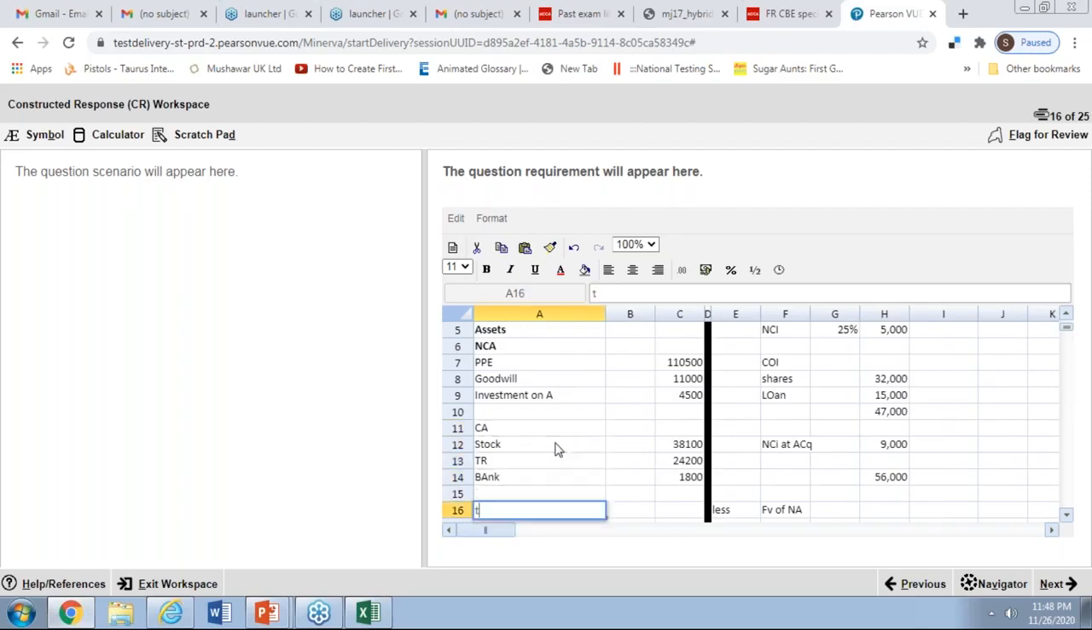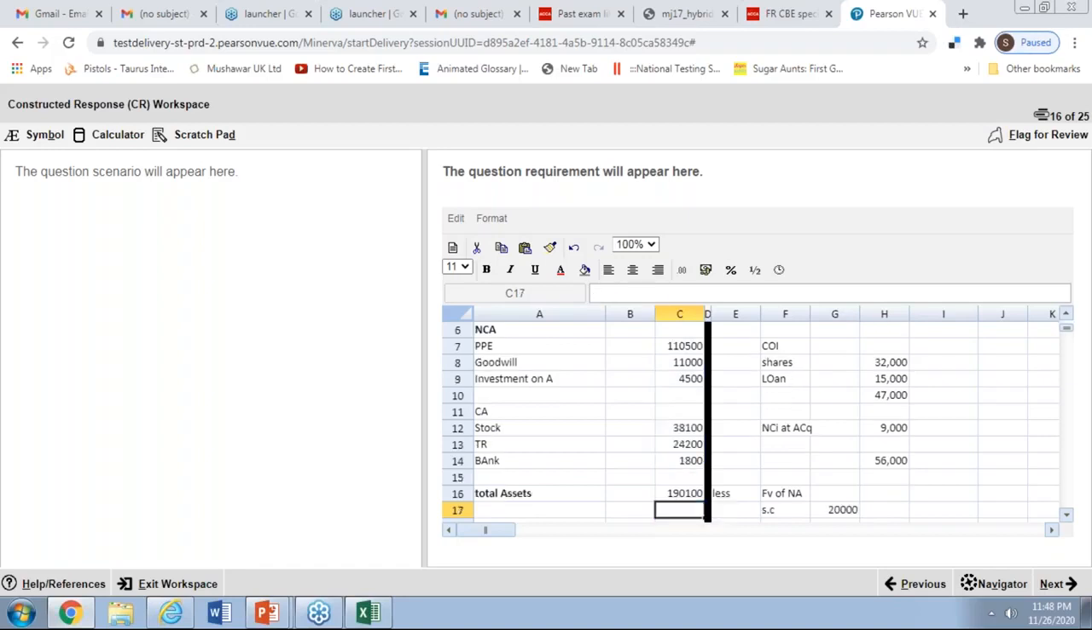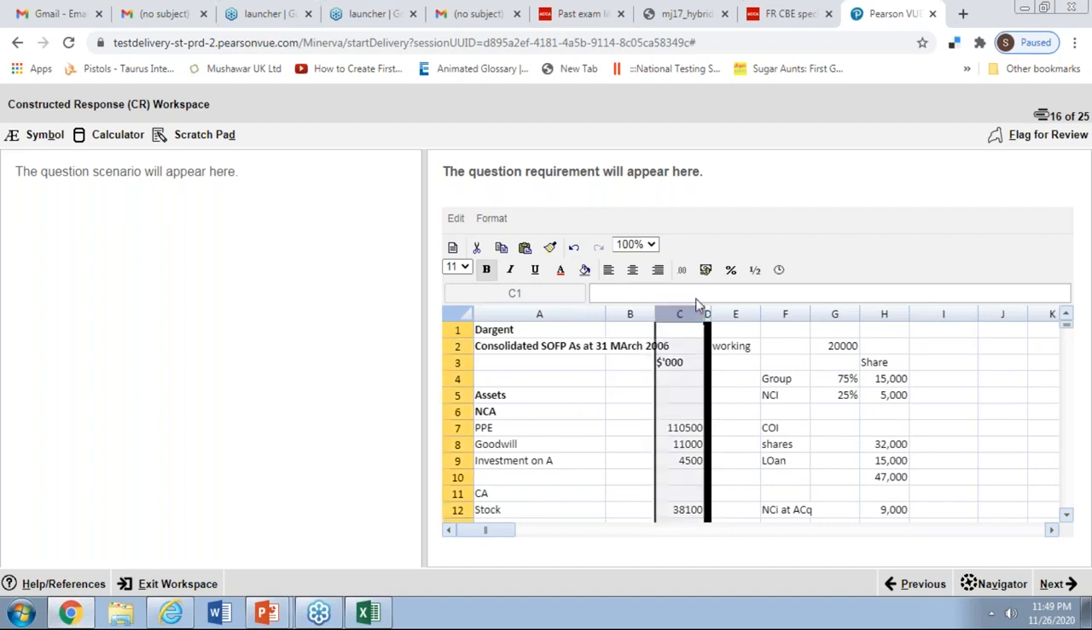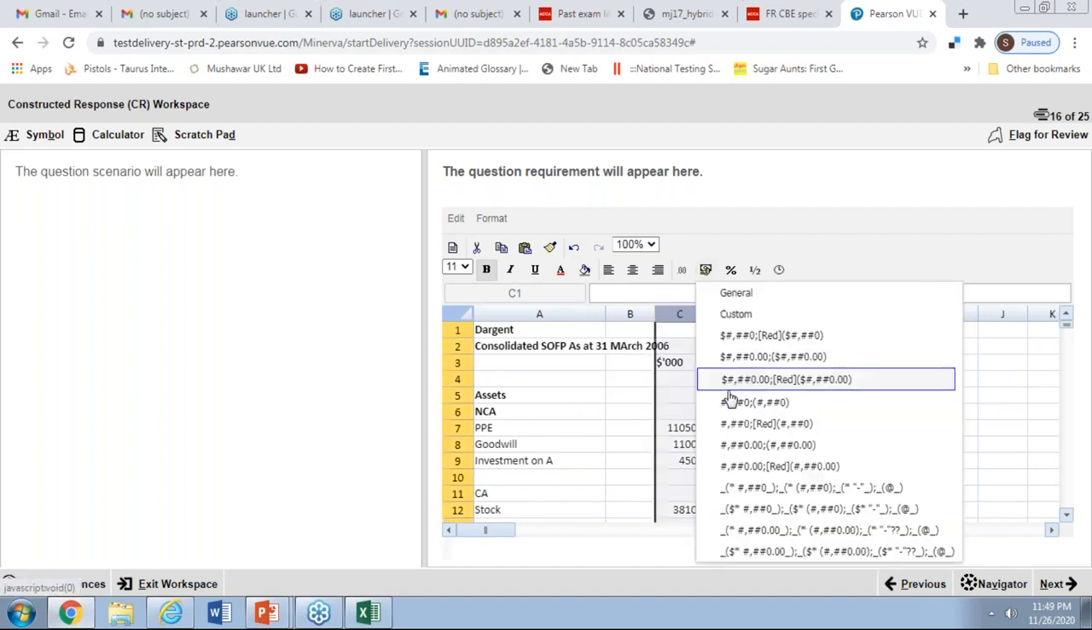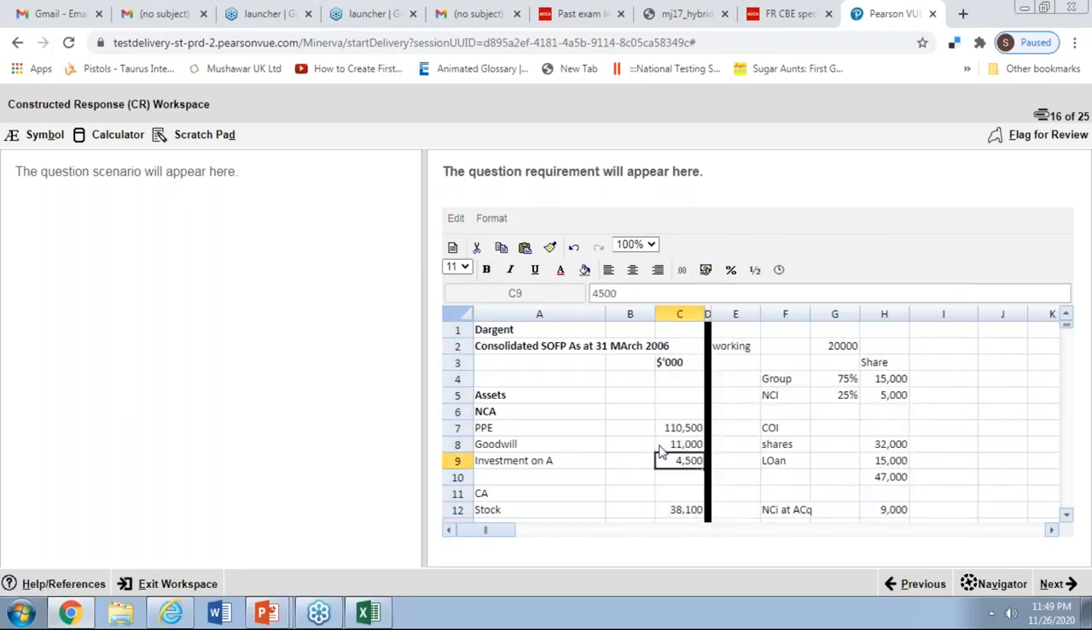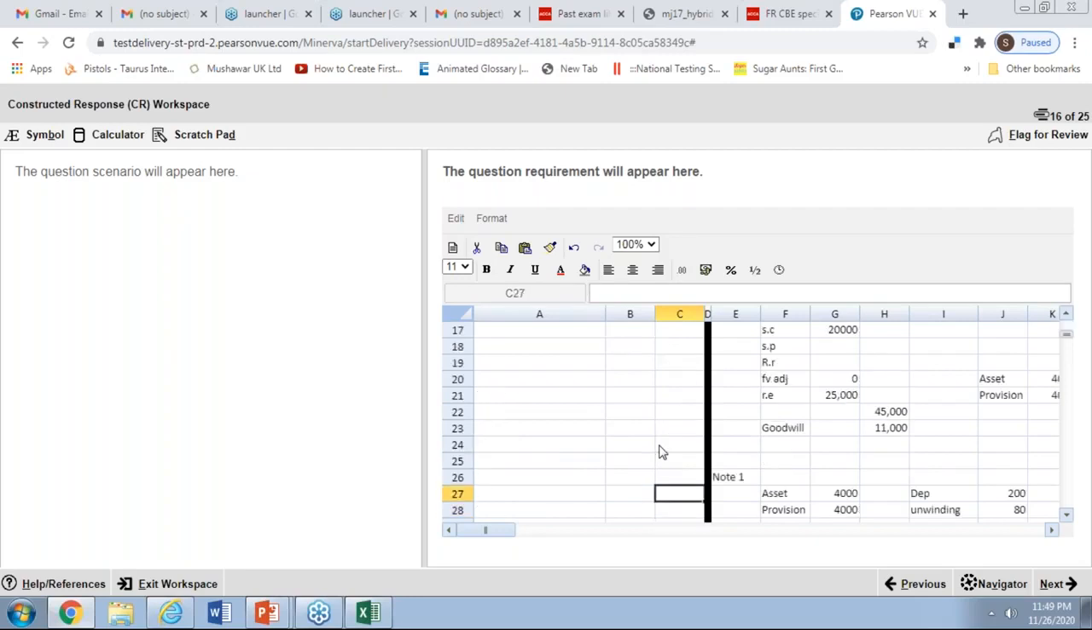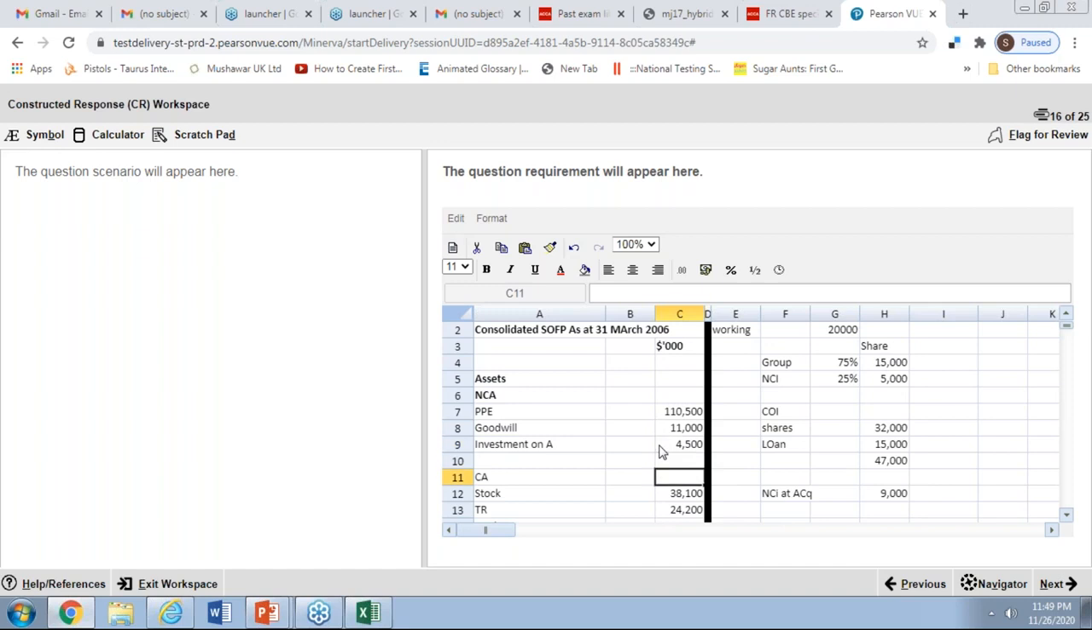Now these are the total assets. Even if you skip a particular adjustment, don't take tension, you will only lose 2 to 3 marks at maximum. That's the sum. This is my total assets. To make it more presentable, you can select the formats from here. Told you to select the 6th one. You can see here.